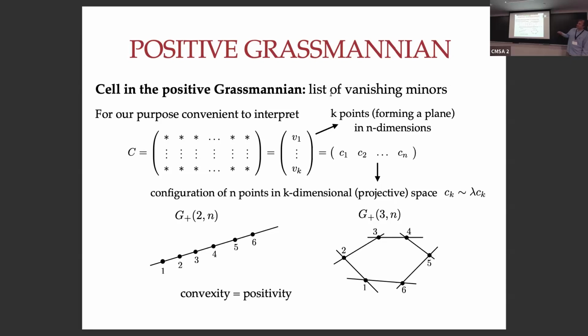So the positive Grassmannian G plus (2,n), the 2 by n matrix, corresponds to n points on a line. And the positivity, the fact that these minors are positive, corresponds to convexity, or here, canonical ordering of these points. For G plus (3,n), the next space, we get a convex n-gon in the projective plane P2. So these two configurations would correspond to the top cells of the positive Grassmannians G plus (2,n) and G plus (3,n), and n is 6 in these examples.